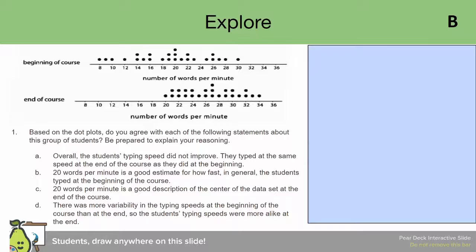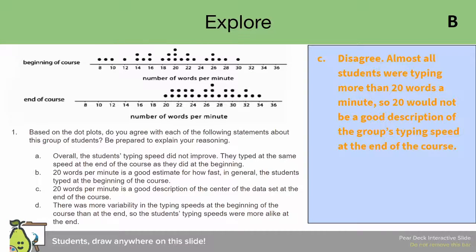All right, welcome back. If you said that you disagree because almost all the students were typing more than 20 words a minute, so 20 would not be a good description of the group's typing speed at the end of the course, then you are correct. And we can see that in the first dot plot where we have 20, we had exactly 1, 2, 3, 4, 5, 6, 7, 8, 9, 10, 11, 12, 13, 14, 15. We had 15 people that can type 20 words per minute or less.